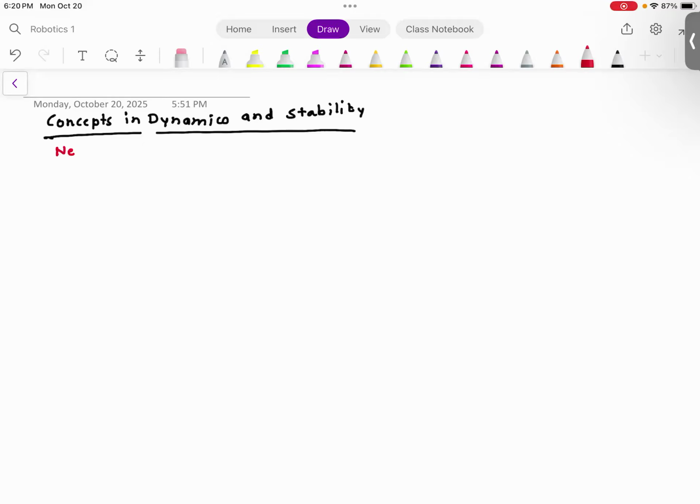Newton's second law that all of us studied in high school is force is equal to mass times acceleration. Please note, force is a vector, which means it has magnitude and direction. Mass is a scalar. Acceleration is also a vector. So whenever you have a vector quantity, coordinate system is extremely important.